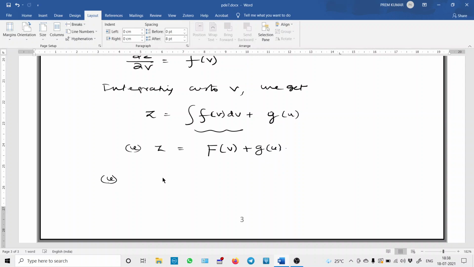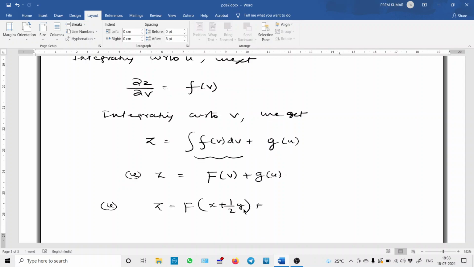So that is z equals capital F of, what is u given in the problem? You can check. u is nothing but, in the beginning of the problem, it is given in the transformation: u equals x plus alpha y. What is the choice of alpha we have chosen? x plus alpha equals 1 by 2, x plus alpha y, and g of u.